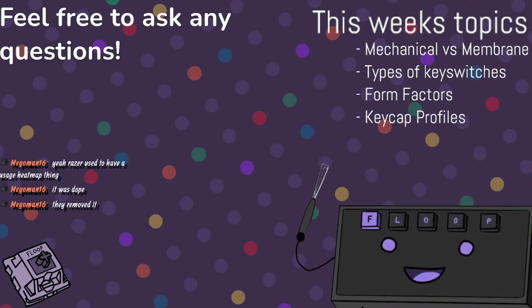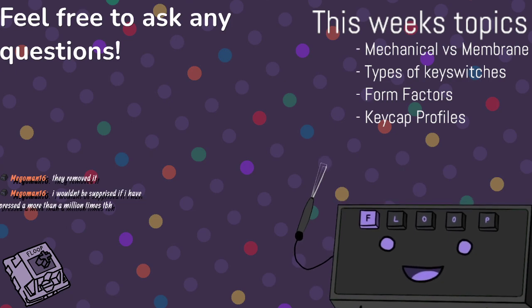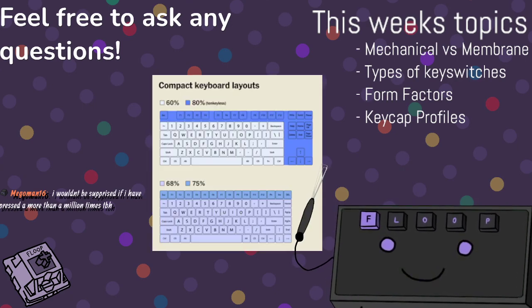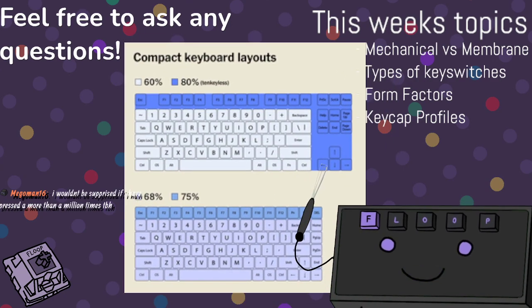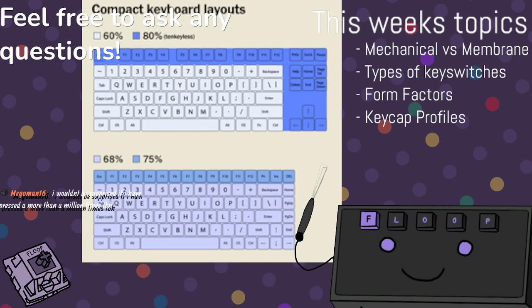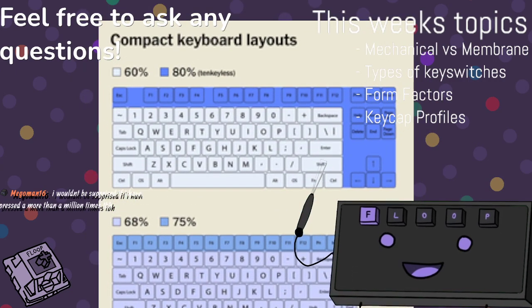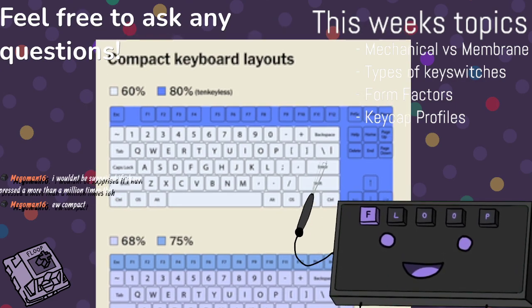There's also form factors for keyboards, which, if you look at a normal keyboard, you think of the number keys, the F keys, the arrows, the navigation cluster, and the numpad. That is called a full-size keyboard or 100%. There's different sizes. So 10 keyless, right? These are the more compact layouts. 10 keyless are just removing the numpad.